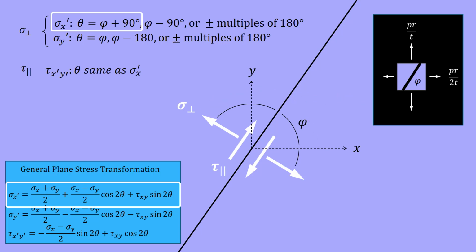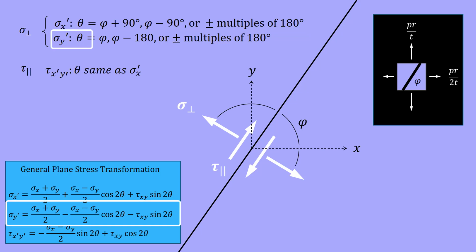Another option is to measure the angle in the negative direction from the x-axis to the normal stress, which is equal to the angle phi minus 90 degrees. Note that these 2 options are 180 degrees apart, as are the equal and opposite normal stresses. So the addition or subtraction of any multiple of 180 degrees to the angle theta will yield the same normal stress. I can also use the sigma y prime equation to get the normal stress.